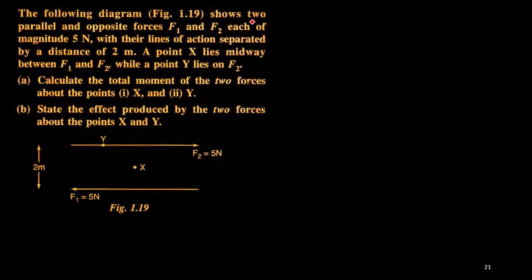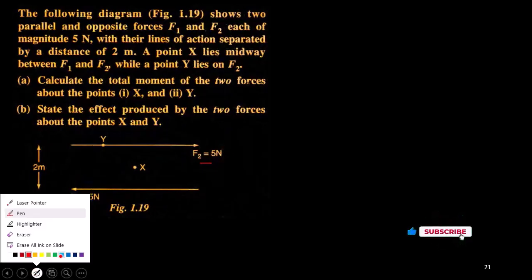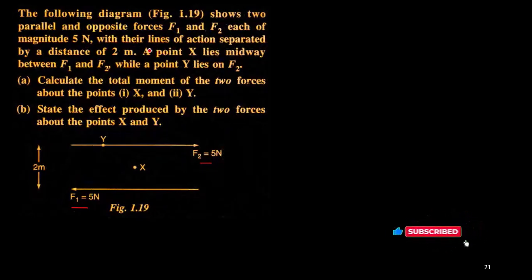Like this way. So there are two parallel and opposite forces, F1 and F2. One force is F1, another force is F2. These two are parallel forces of the same magnitude and opposite direction. Each of 5 newtons, with the lines of force separated by a distance of 2 meters. So this is the distance d between them. A point X lies midway between F1 and F2. So this point is lying in between F1 and F2. Calculate the total moment of the two forces about the points X and Y. Y is on this point.